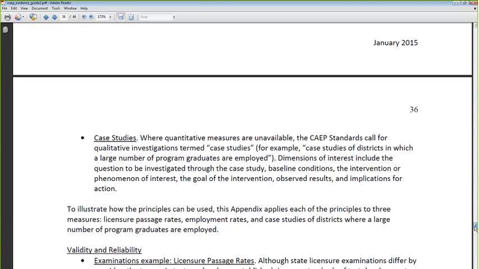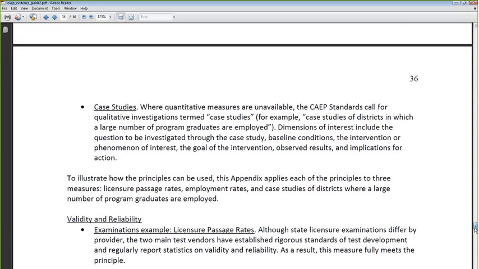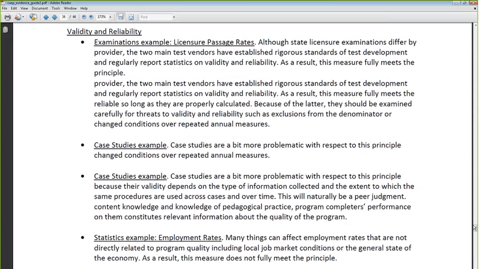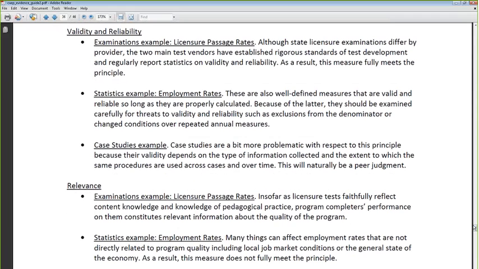And so, for example, let's go to validity and reliability. And what Peter Ewell did for CAPE here is to say, okay, there are 3 kinds of evidence that might be pretty typically submitted for a self-study. Licensure pass rates are clearly something that must be included in your self-study. Employment rates are also something that CAPE is looking for in the self-study. And voila, case studies is one that he uniquely calls out and relates each one of these forms of evidence to the criteria that are important for evidence quality.